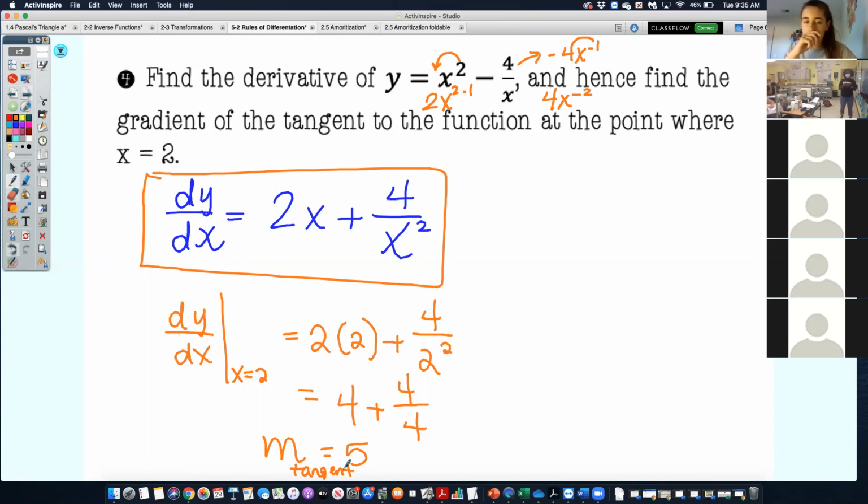So 5 is the gradient of the tangent for this particular graph. Whatever it looks like when x is 2, I'm trying to remember what this function looks like. I think it kind of looks like this. I could be very wrong, okay? But basically when x is 2, that gradient line has a slope of 5. That's what that means. So the slope at that particular point is 5 because we base it off of the tangent line.